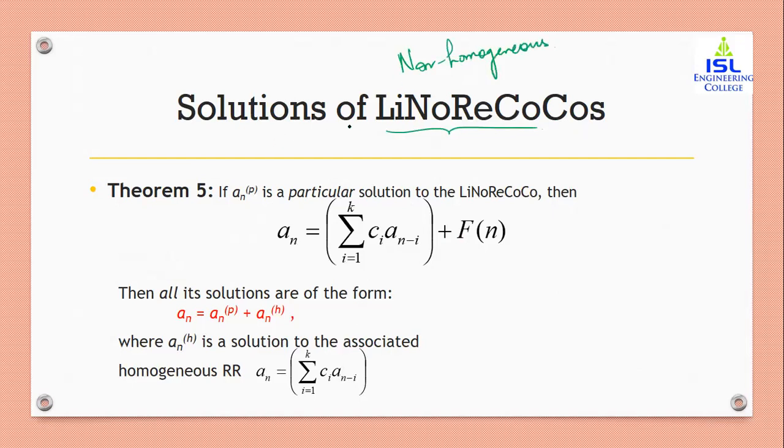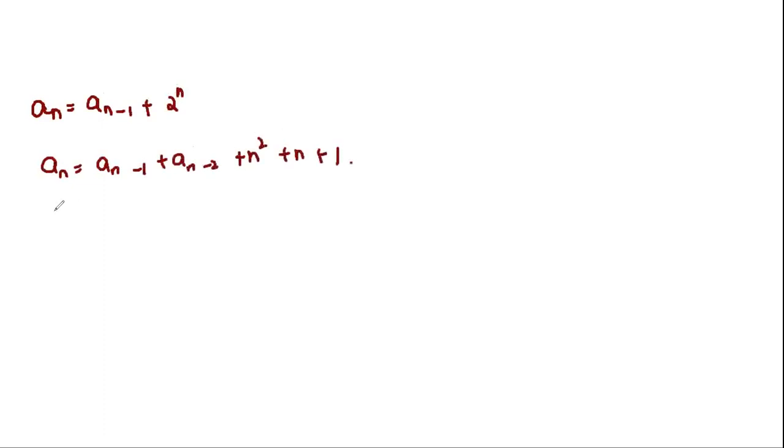Non-homogeneous. Now in this case, before seeing the solution, we will see just a few examples so that we understand the associated part in a bit more detail. So let's see. Suppose the recurrence relations: a_n = a_{n-1} + 2, then a_n = a_{n-1} + a_{n-2} + n^2 + n + 1.